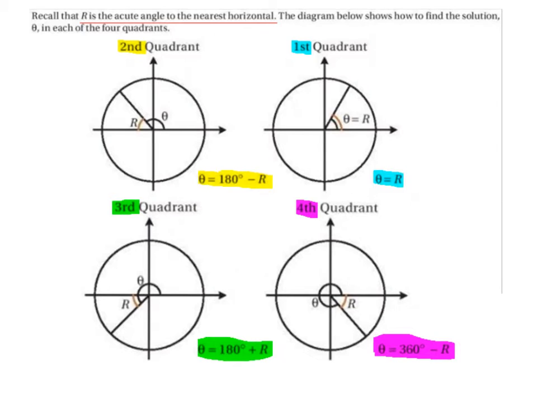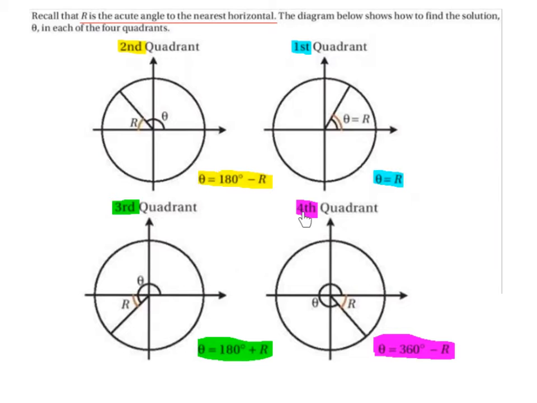In the third quadrant, it's going to be 180 degrees plus the reference angle. So again, this is 180 degrees, so from 0 all the way around to 180 degrees, and then we add on the reference angle to get theta.